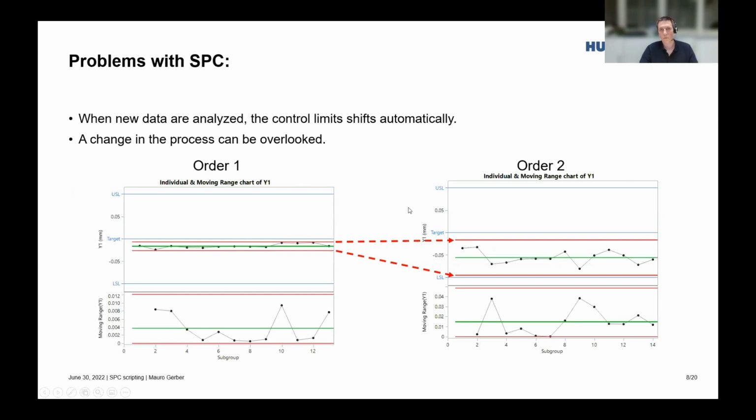A second problem with it is if I have an order and analyze the samples, it calculates the control limits for me. Like in this example, it says it's all good. If I later on analyze a second order, the calculation of the limits automatically switches to the new process variations. So it makes the window bigger and again says, hey, everything is okay, until we see, of course, that it moved and the variation got bigger.